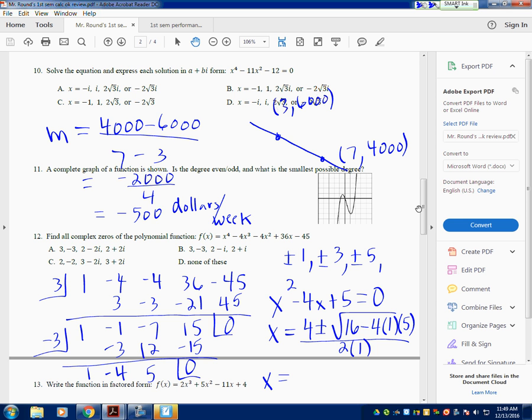And 16 minus 20 is negative 4, right? So we get 4 plus or minus square root of negative 4 over 2. Well, square root of negative 4 is the same as 2i. That's how we get the i in here. This is 4 plus or minus 2i over 2. And what do you notice is common to each of those on the top? 2. So divide 2 into each one, you get 2 plus or minus i. So we have 3, negative 3, and 2 plus or minus i, which is answer choice B.